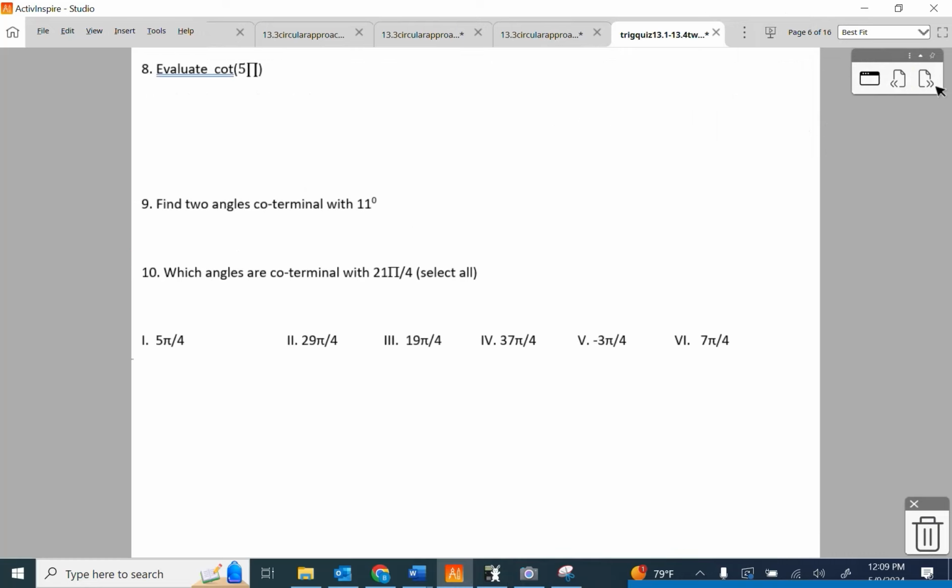Evaluate the cotangent of 5 pi. I know that pi is worth 180 degrees, and 5 pi is going to be 900 total degrees, which I have no desire to graph. So I take away 360, and I take away 360, and I get 180 degrees. Weird, huh?